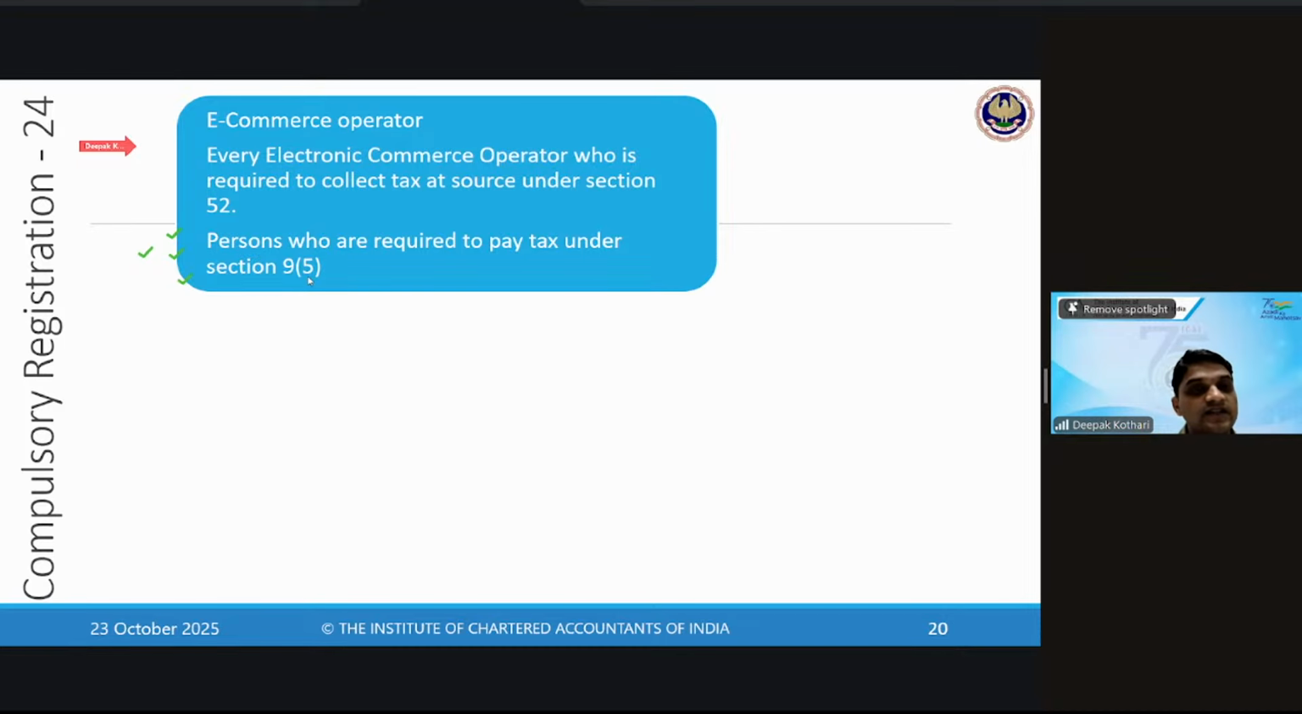And the second category is every e-commerce operator who is required to collect tax at source. So other than those categories coming under 9-5, if you're doing any transaction through an e-commerce operator, then they will collect tax from you. That is the second category.